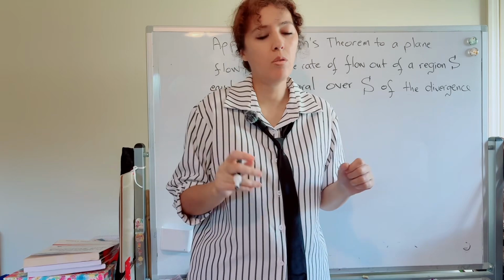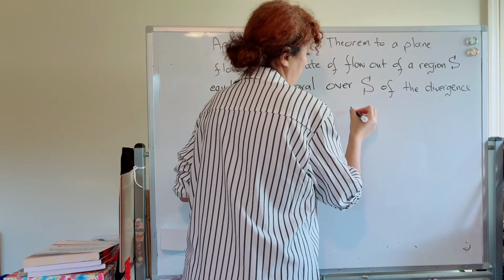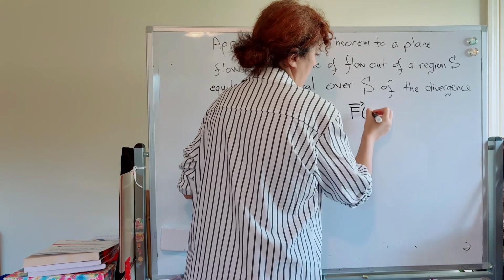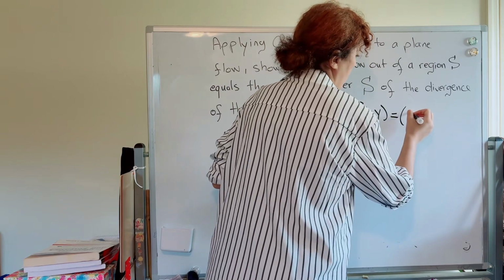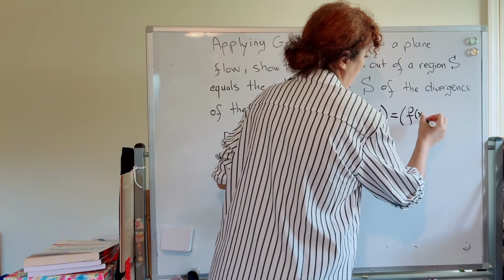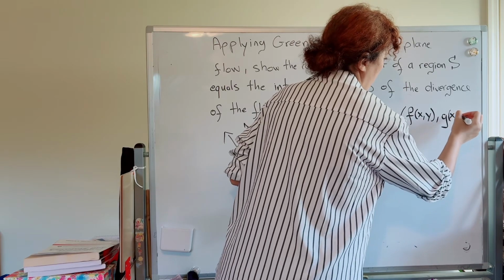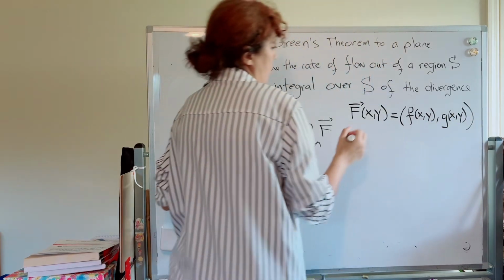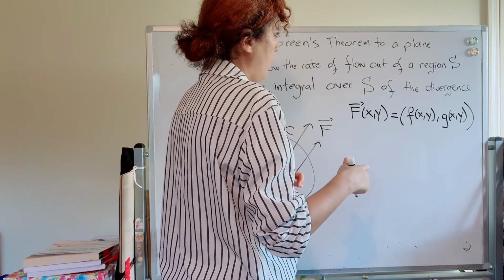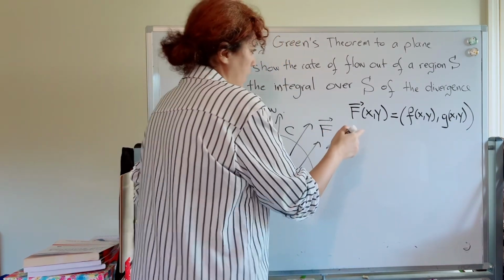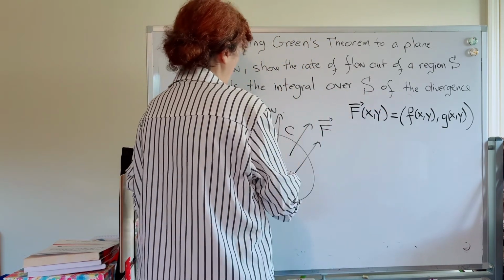So we want, for a given vector field F(x,y), let's define it as F(x,y) = (f(x,y), g(x,y)). What we want to prove is that the rate of flow out of region S is equal to the integral over S of the divergence of the flow.